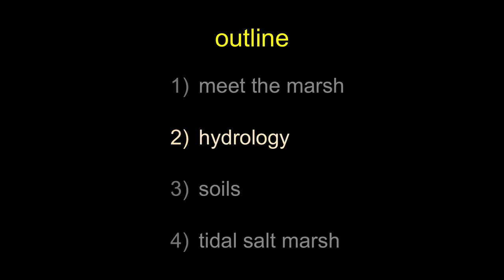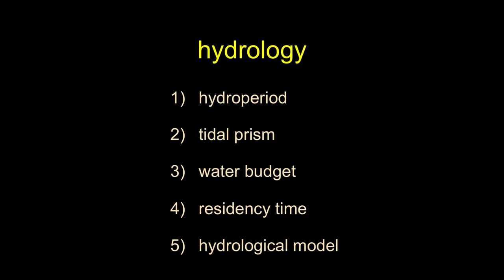All right, let's talk a little bit about the basic wetland hydrology. A couple concepts I want to expose you guys to, and those are listed here. Firstly, hydroperiod. Next, tidal prism. Next, water budget. Residency time, and then just a general notion of a hydrological model. These concepts are interrelated and they influence one another, but let's take them one at a time.